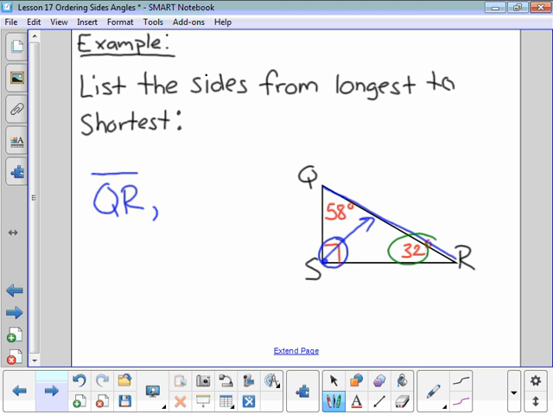32 is my smallest angle, angle R. So that means that QS is my shortest side. And then that leaves side SR to be the side measure that is somewhere in the middle of those two. So again, QR is across from the biggest angle, that makes it the longest side. QS is across from the smallest angle, that makes it the shortest side.